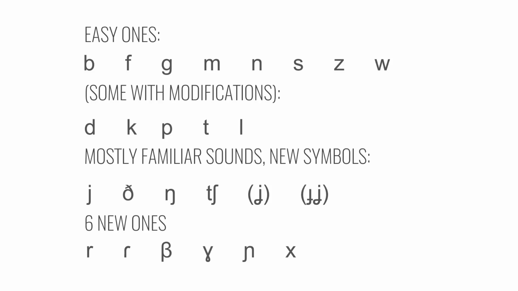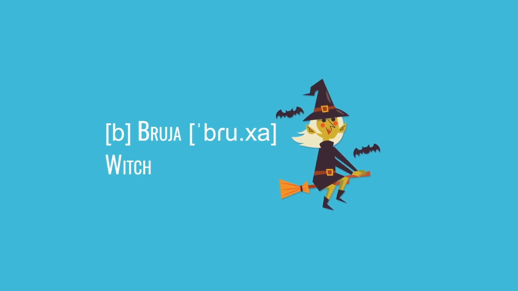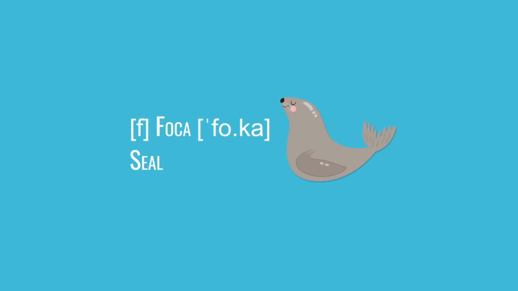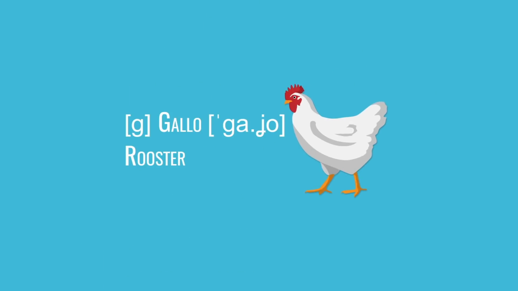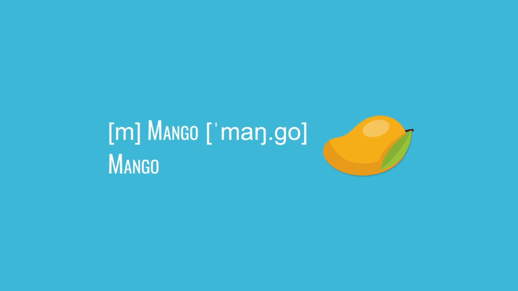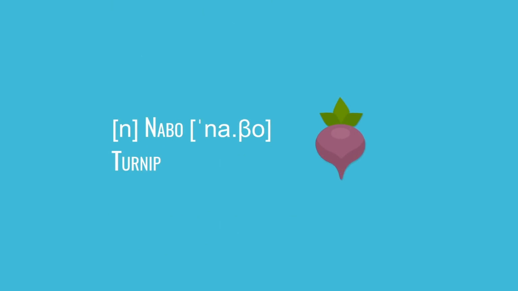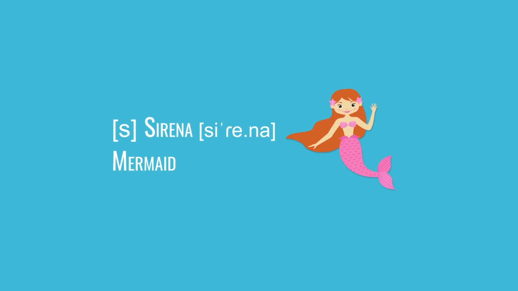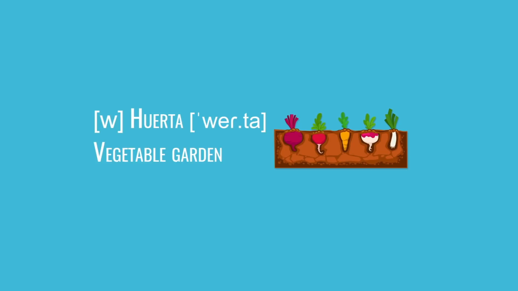Since I don't currently speak Spanish, I have a native speaker here, Christina. Hello. Who will be helping for this video. We'll be starting with 8 really straightforward sounds and symbols. There's B as in bruja, F as in foca, G as in gallo, M as in mango, N as in nabo, S as in sirena, Z as in esmeralda, and W as in huerta.